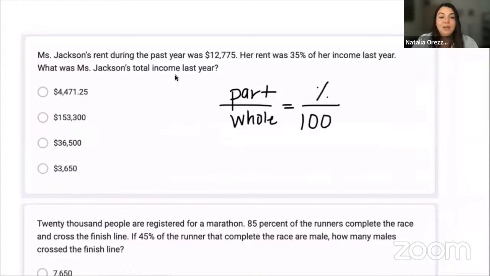Okay, so here it's telling us that her rent was this much. Now, it's also telling us that her rent was $12,775. And it's telling us that that is 35% of her income. So it's giving us a percent. And it's asking us for her total income last year. So when we see this with total income, we ask ourselves, is the rent part of her income or is the rent all of her income? Who can tell me?